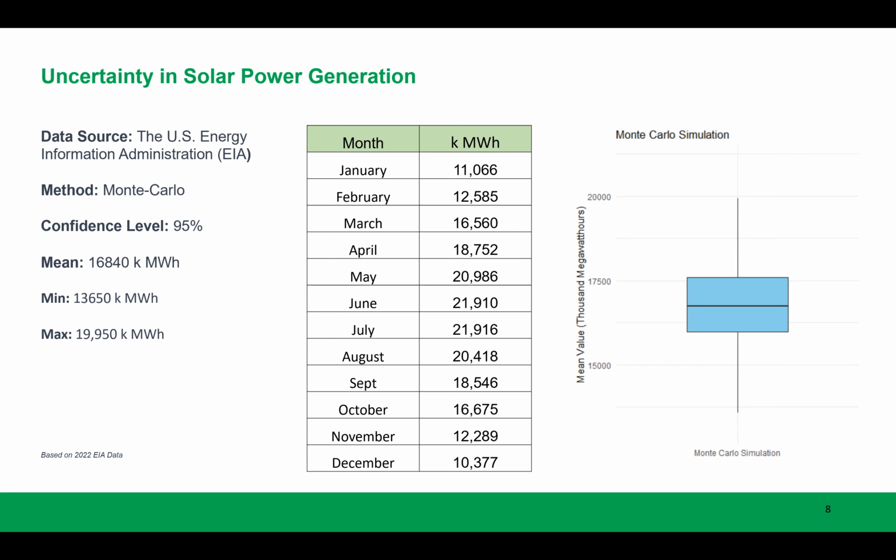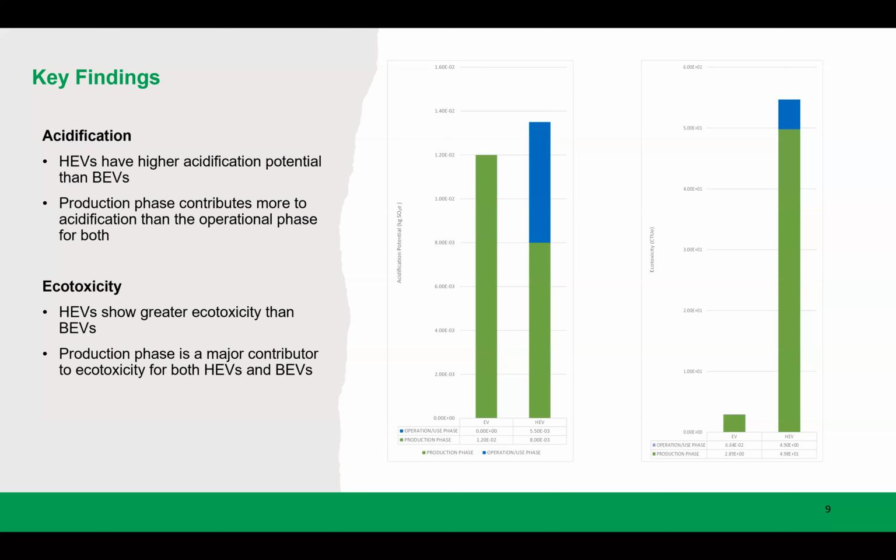Simulation gives maximum and minimum values associated with the uncertainties. Here you can see that the minimum value that we got is 13,650 megawatt hour, and the maximum value is 19,950 megawatt hour. So this is the range that we got for uncertainty after doing the Monte Carlo simulation. Next, Mohammed will take on the key findings.